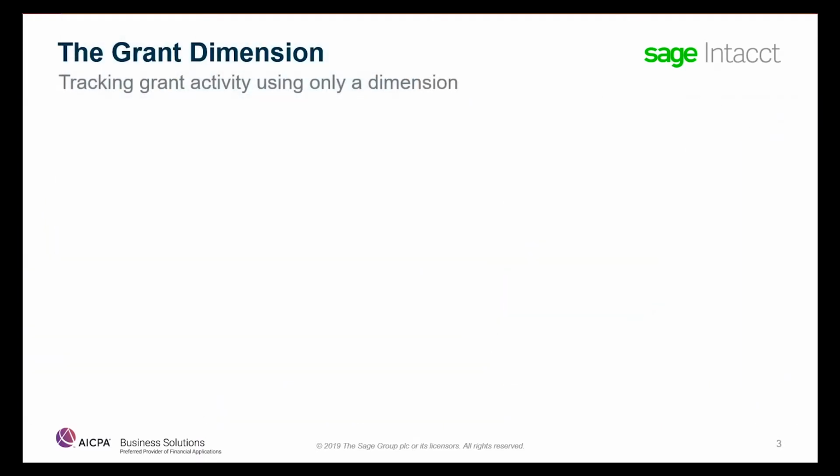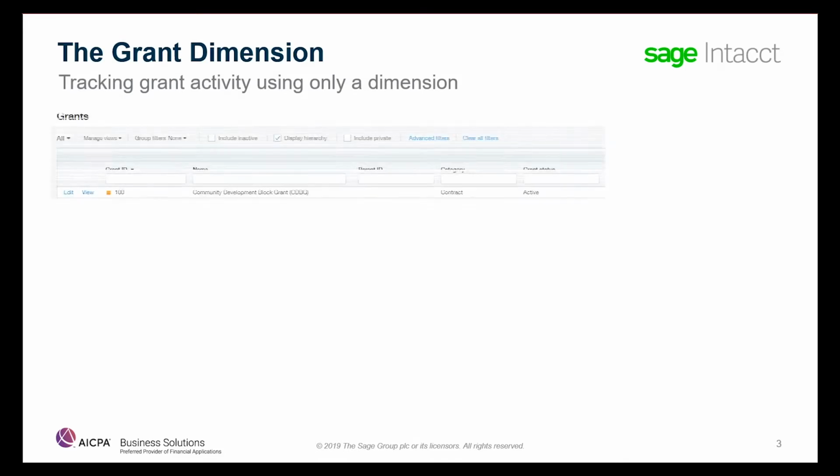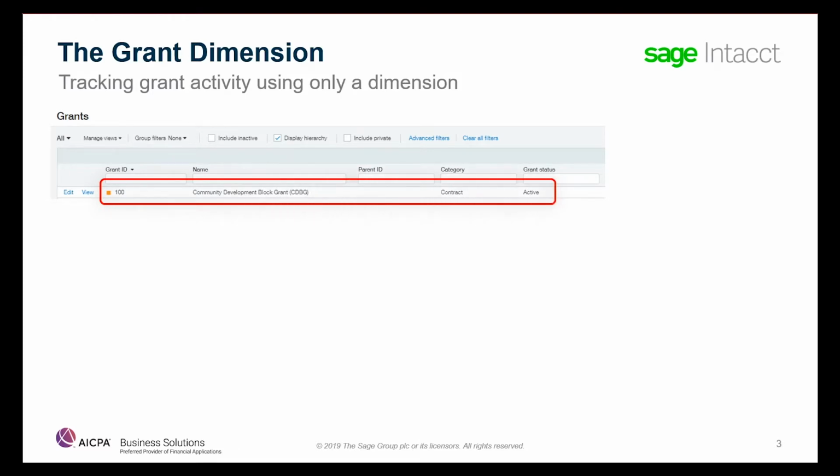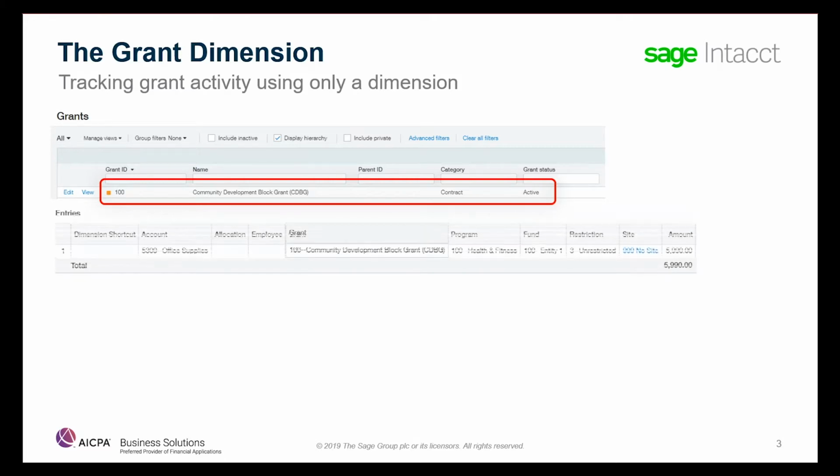Sage Intacct can be configured to simply track grant activity using a dimension by itself. While this method satisfies the basic grant tracking requirements and is easy to use, the process of gathering your grants and deciding which are billable is more manual and is reliant on externally enforced business process controls. Furthermore, it provides a less detailed trail for historical purposes.